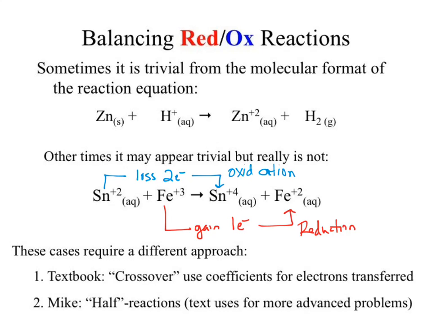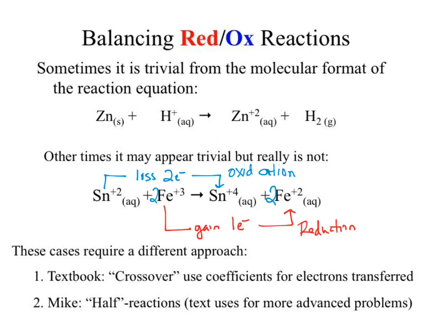Trying to decide on balancing. So what the textbook is saying with their crossover rule is that we'll take the coefficients from our electrons and we will make those the coefficients on the other species. So when we look at tin, it lost 2 electrons. So the coefficient on the electrons is 2. So what we need to do is put that 2 in front of the irons. And we'll put it in front of both irons.